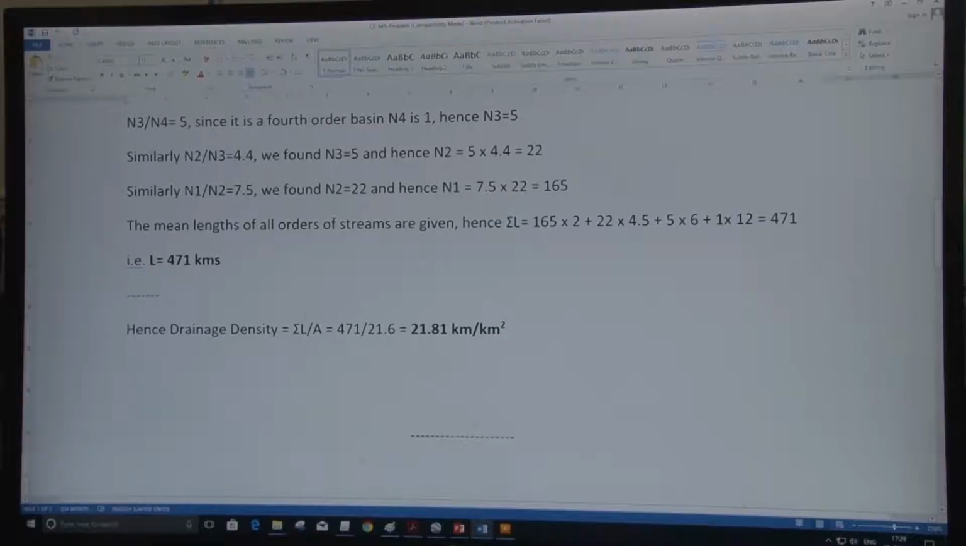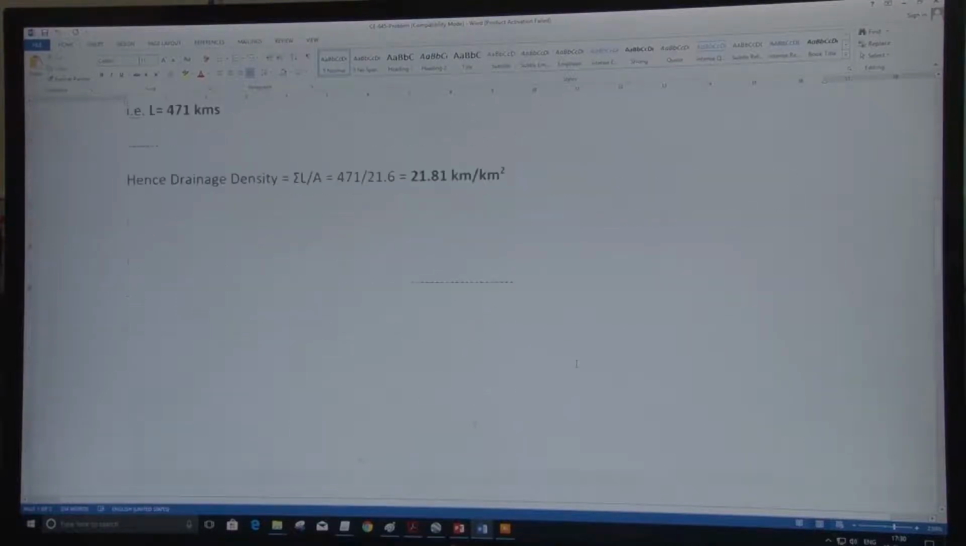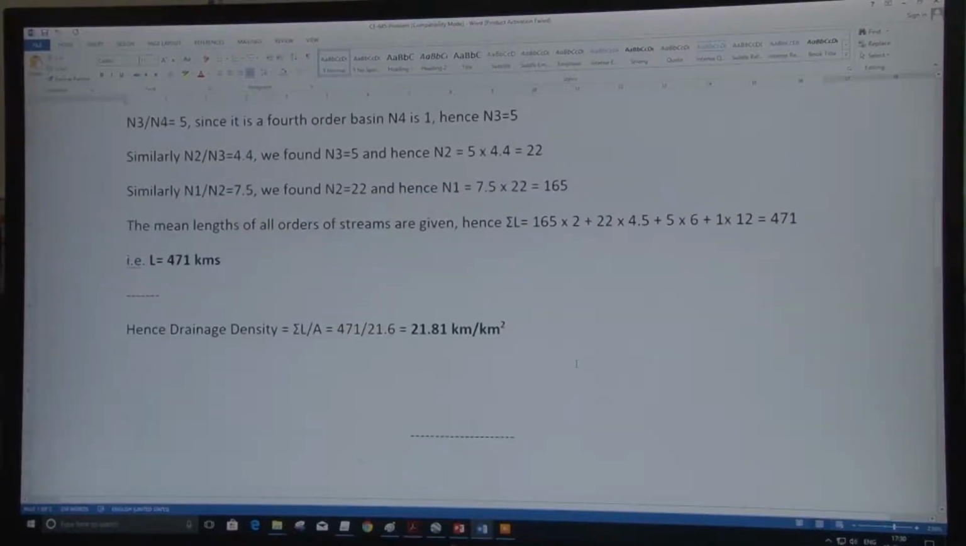So now the drainage basin area is 21.6 and the total length of streams is 471. It has come out as 21.81 kilometer per kilometer square, or you can say 21.81 per kilometer. So this is the drainage density of this region.